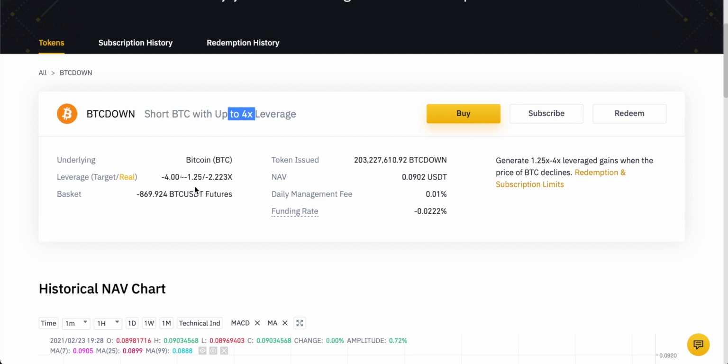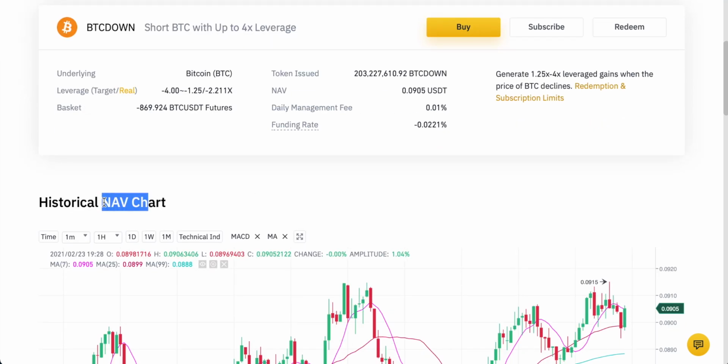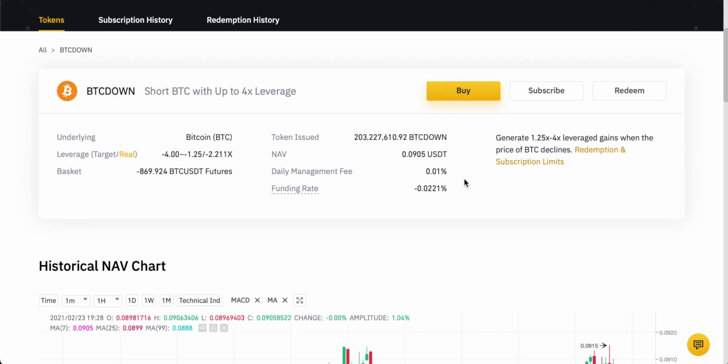Because this is actually a fund and a group of futures, you can actually invest in the fund itself. You can subscribe to this fund, which means you can actually invest in it and hold part of the fund. You can actually hold a percentage of this fund, and you can see because it's a fund, it has a daily management fee of 0.01%. You can go ahead and subscribe tokens.